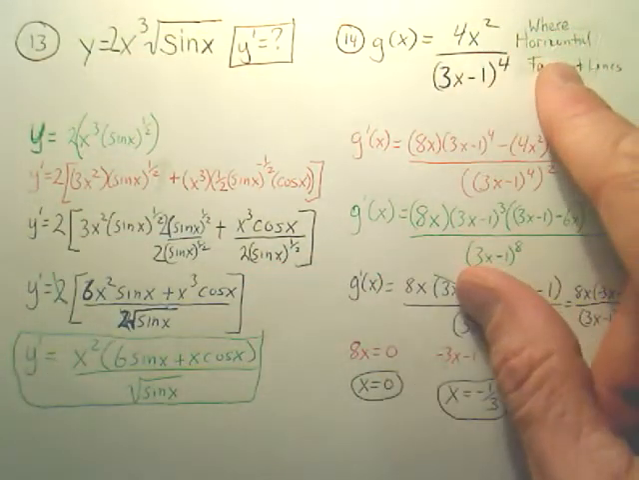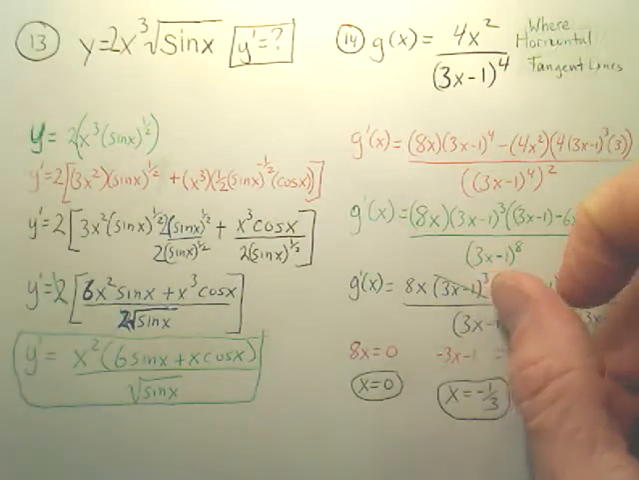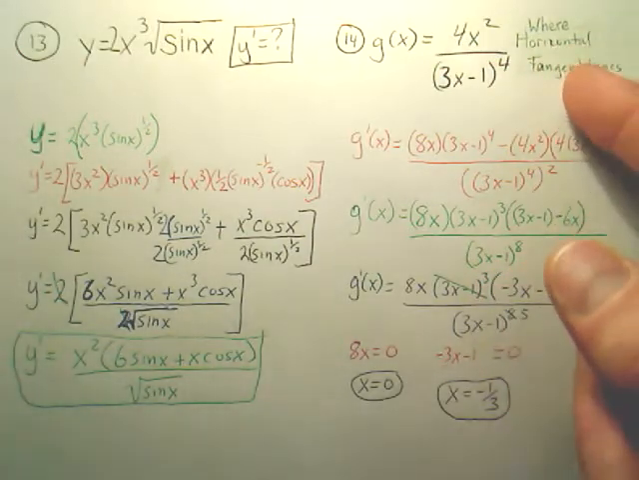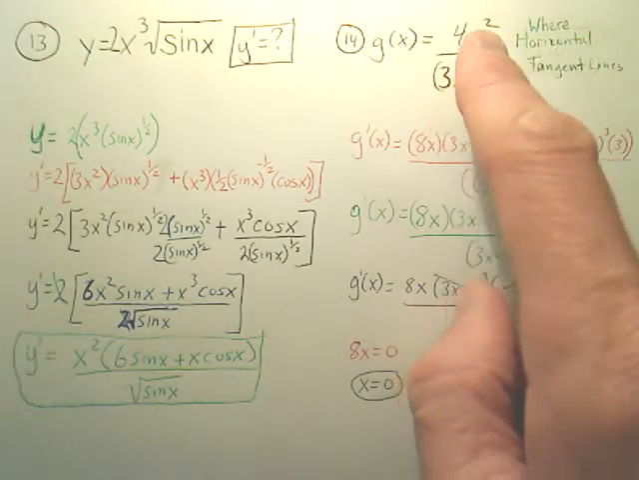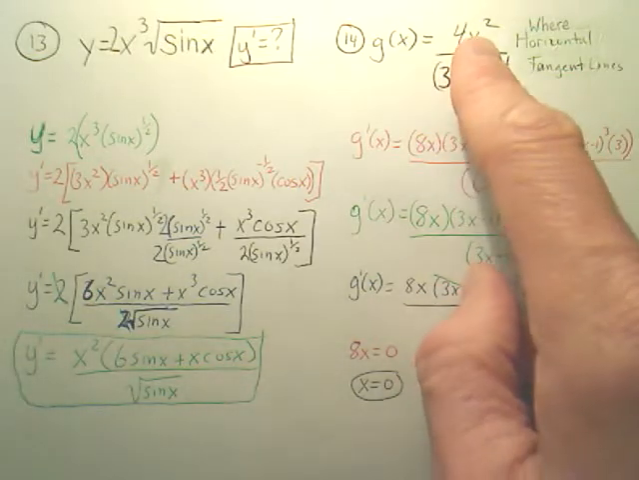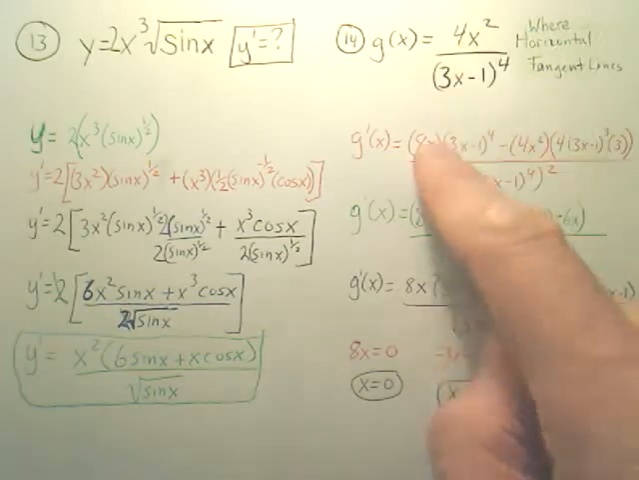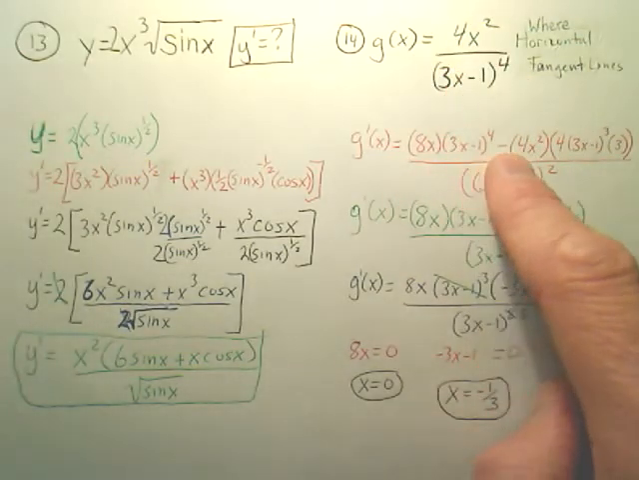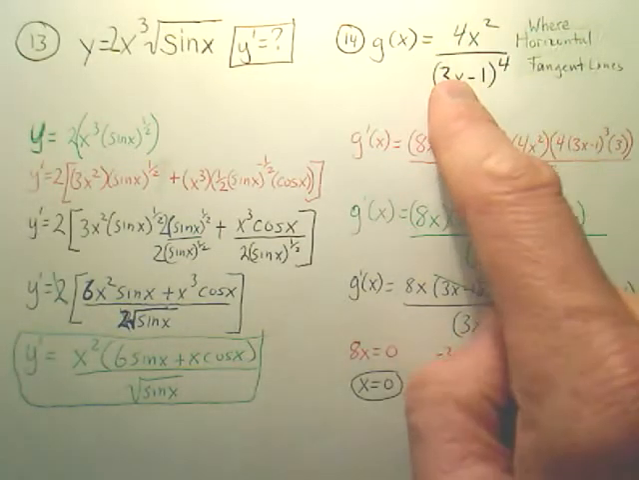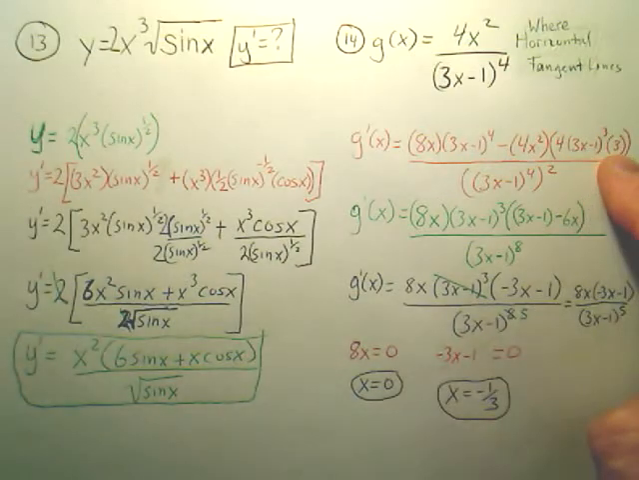Here, where are the horizontal tangent lines? Horizontal tangent lines are where the derivative equals 0. So this is a regular equation, so we derive this. To derive this, it's a quotient rule. So derive the top, leave the bottom, minus, leave the top, derive the bottom. Don't forget about that 3.